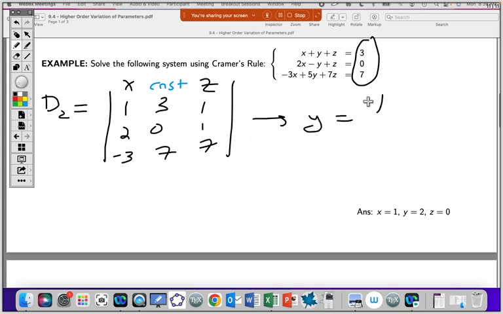And then to get y, you take your d2 over d. And once again, provided our d is correct, d2 should work out to be a negative 44 to get y equal 2.